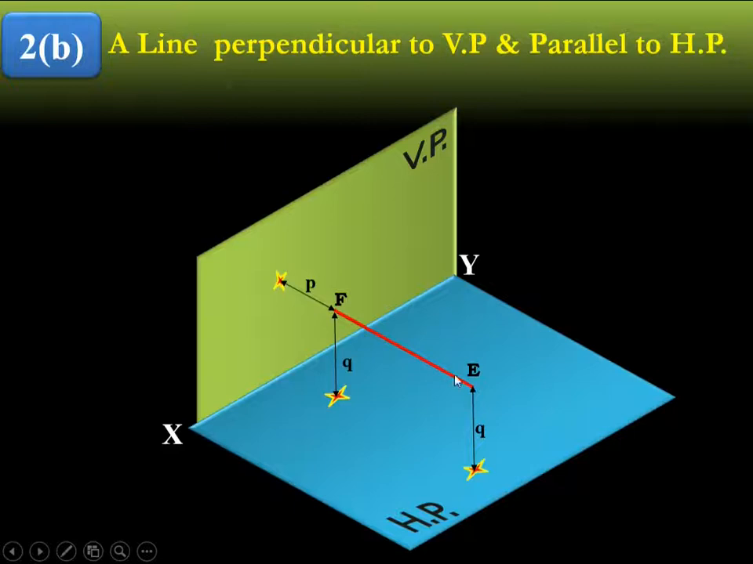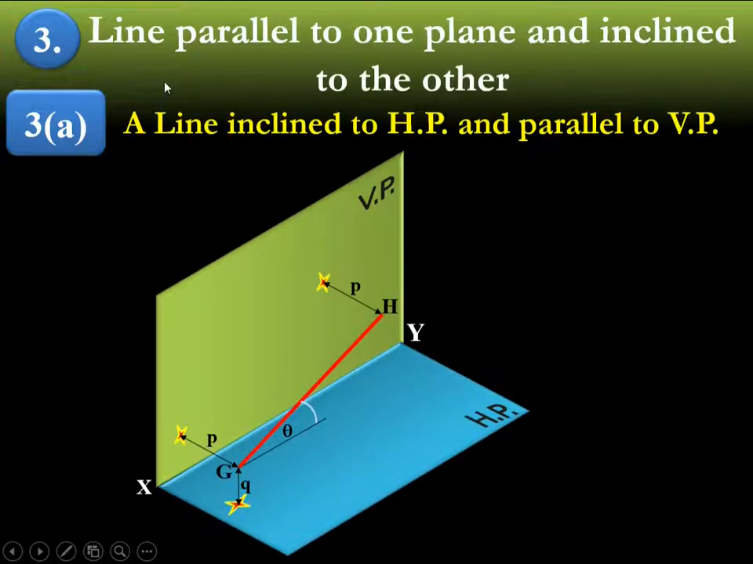Now let us move on to the second subdivision under the second category. A line perpendicular to vertical plane and parallel to horizontal plane. From this pictorial representation we can understand that the line EF is parallel to the horizontal plane. That means the two ends are displaced by a distance q from the horizontal plane and it is perpendicular to the vertical plane. Now let us move on to the third category.